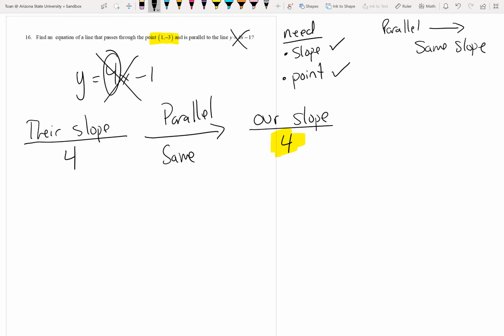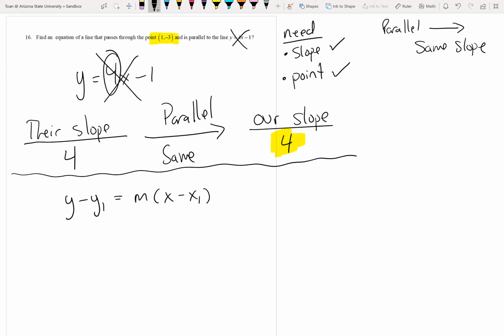Some people like y equals mx plus b. I like point slope form. That's what I showed in class, that's what I showed in notes, so that's what I'll show in the solution. But if you use y equals mx plus b, you should get the same final answer as me here. So point slope form is y minus y sub 1 equals m times x minus x sub 1.